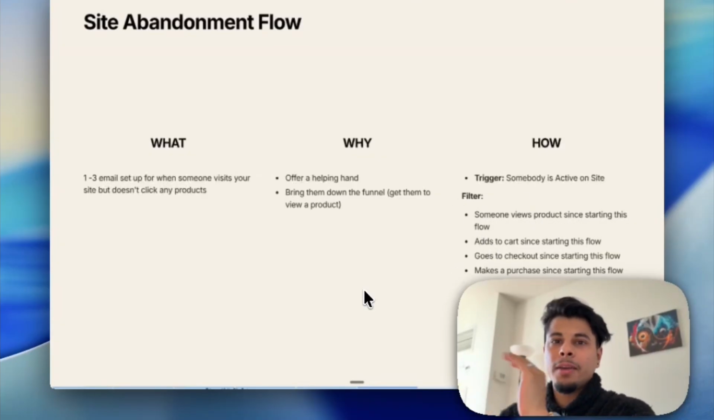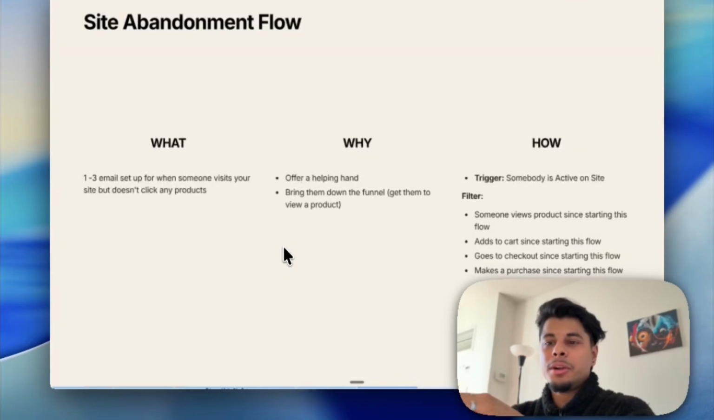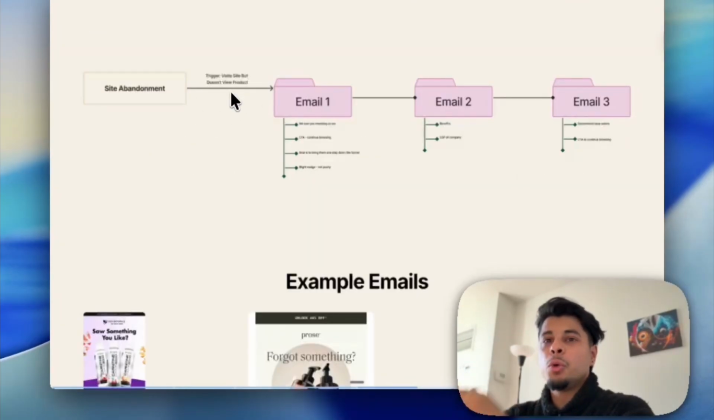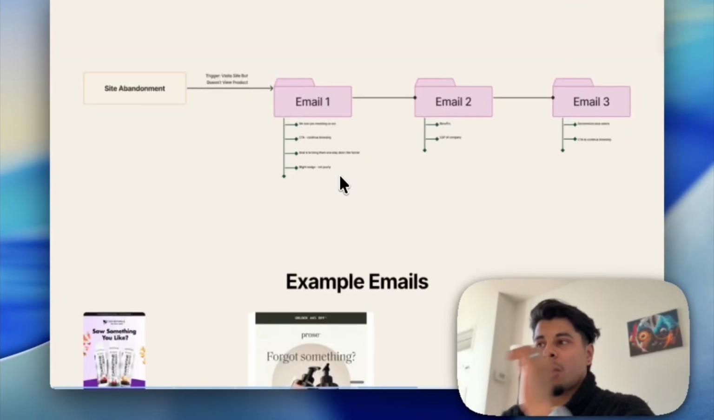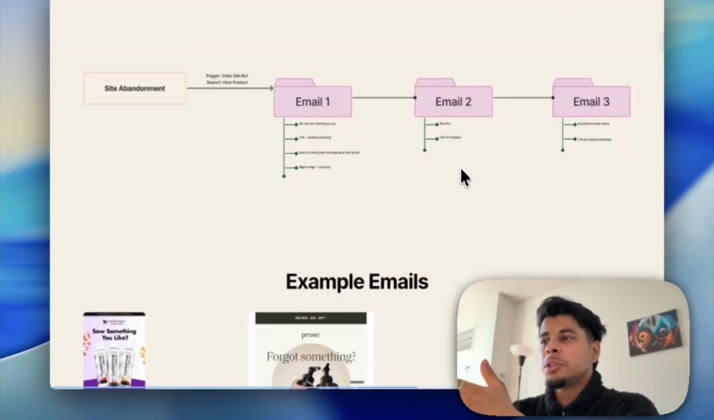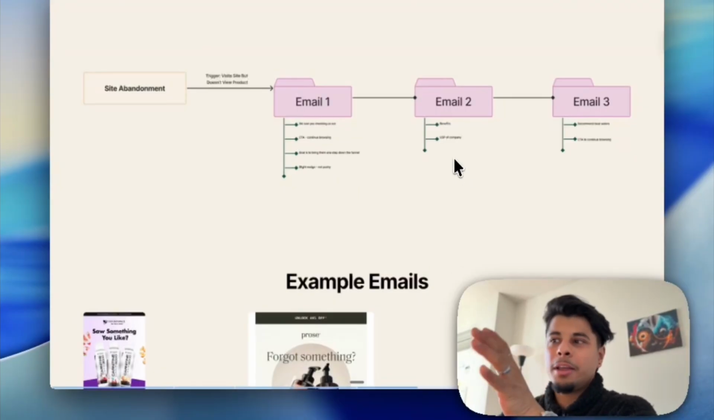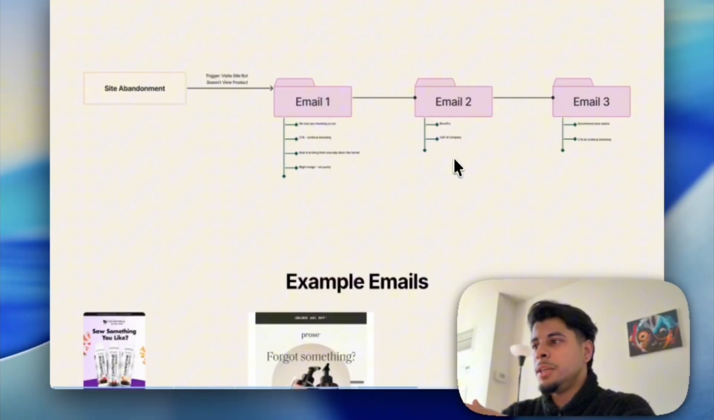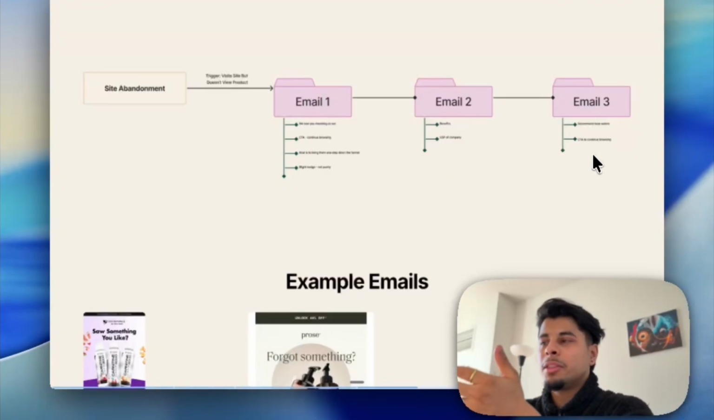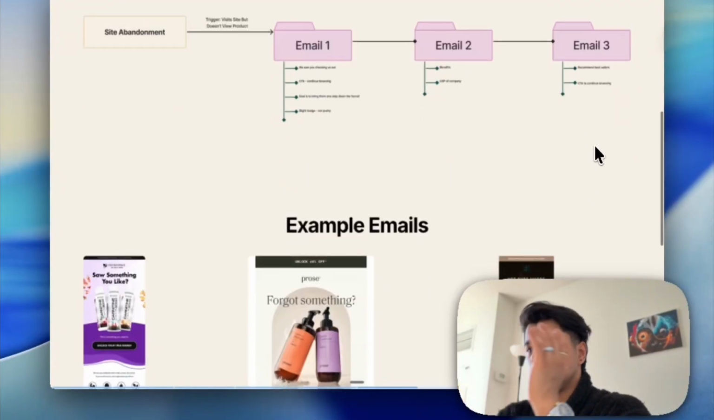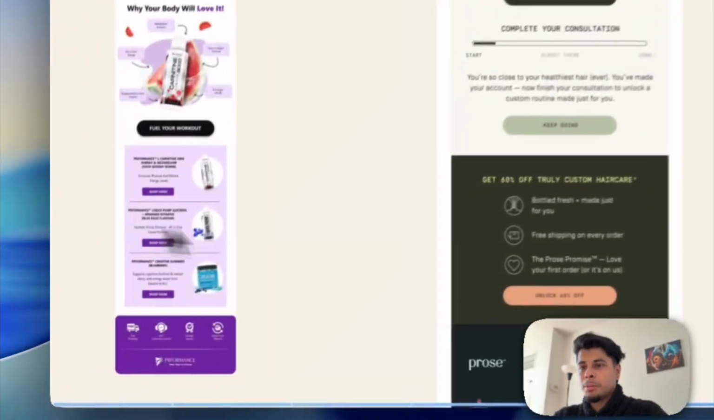So the triggers are all these. I'll drop this doc in the description so you can take that from there. When someone visits a site but doesn't view any product, we just have to nudge them with 2 to 3 different emails. Email number 2 will basically just show your product benefit and use the USP of your company. And email number 3, you just have to recommend the best sellers, and the CTA will be continue browsing. So these are the examples for the site abandonment emails.